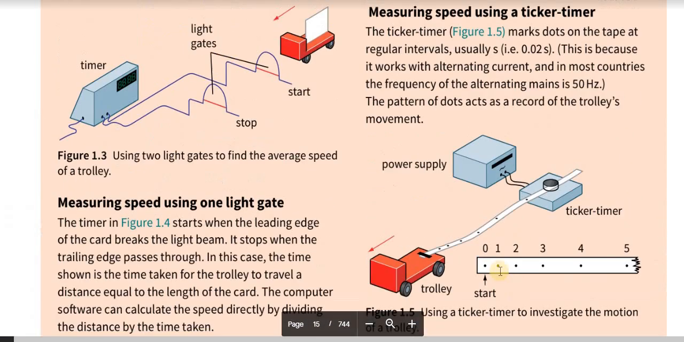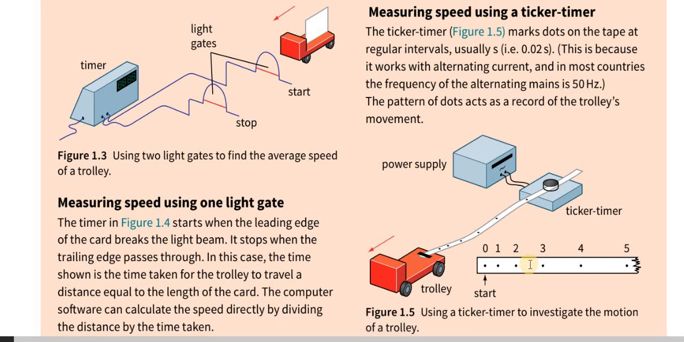Okay, and we can get the length and we can get the time. Now we can measure the length from over here to here, let's say, and we know there are 5 dots, so the time taken is 5 times 0.02, because from here to here the time is 0.02. So the time between adjacent dots is 0.02.